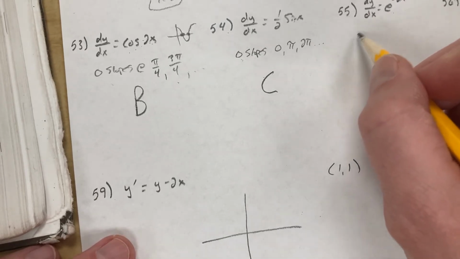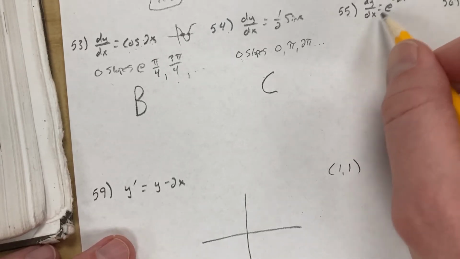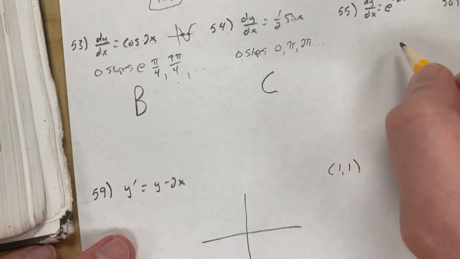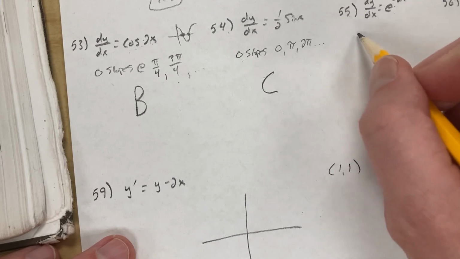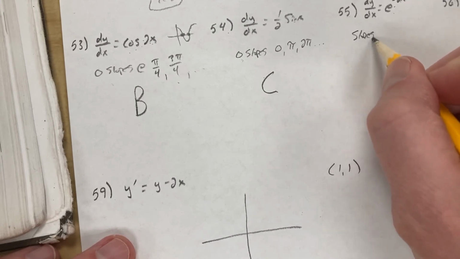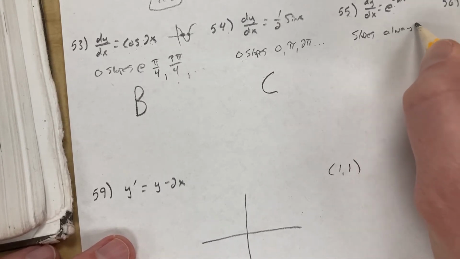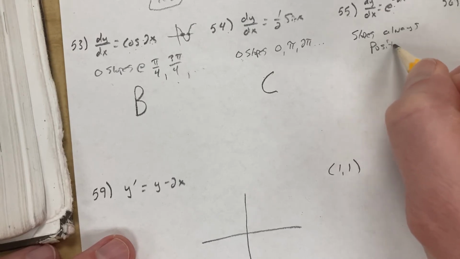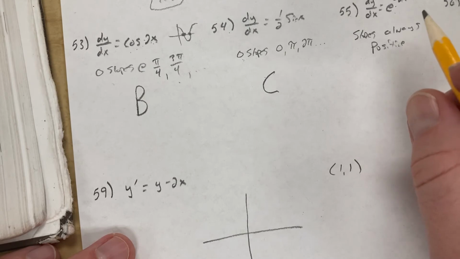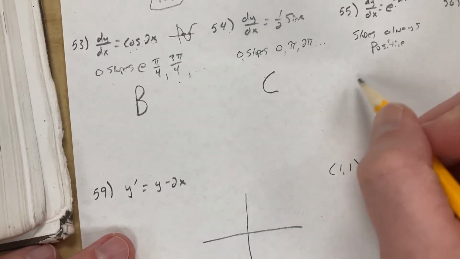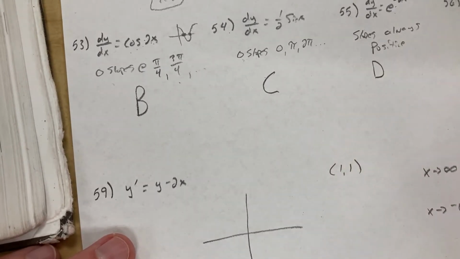55, I'm not going to be able to get e to the negative 2x equals 0, but I do notice that e to any power is always positive, so our slopes for this one should always be positive. So then I look at my options, and of the ones that I'm looking at, there's only one that has positive slopes for everything, and that's D.